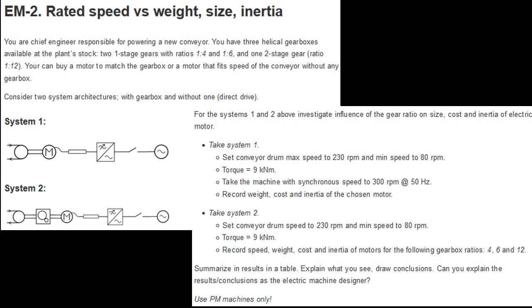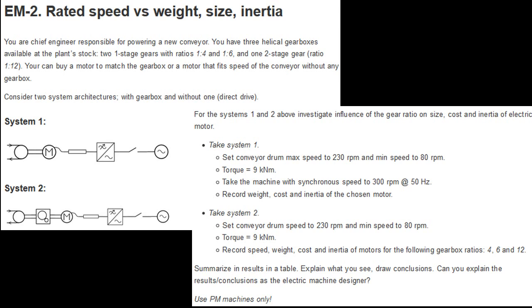Hi, there will be no talking head this time, so we will just be looking at the slides and there will be the voice. In exercise EM-2 we have a conveyor as the application, and our assignment is to investigate how a gearbox is affecting the electric machine. So we will test two systems here: one without any gearbox, direct drive, and another one with a gearbox. For this gearbox we will try three different gear ratios: 1:4, 1:6, and 1:12.